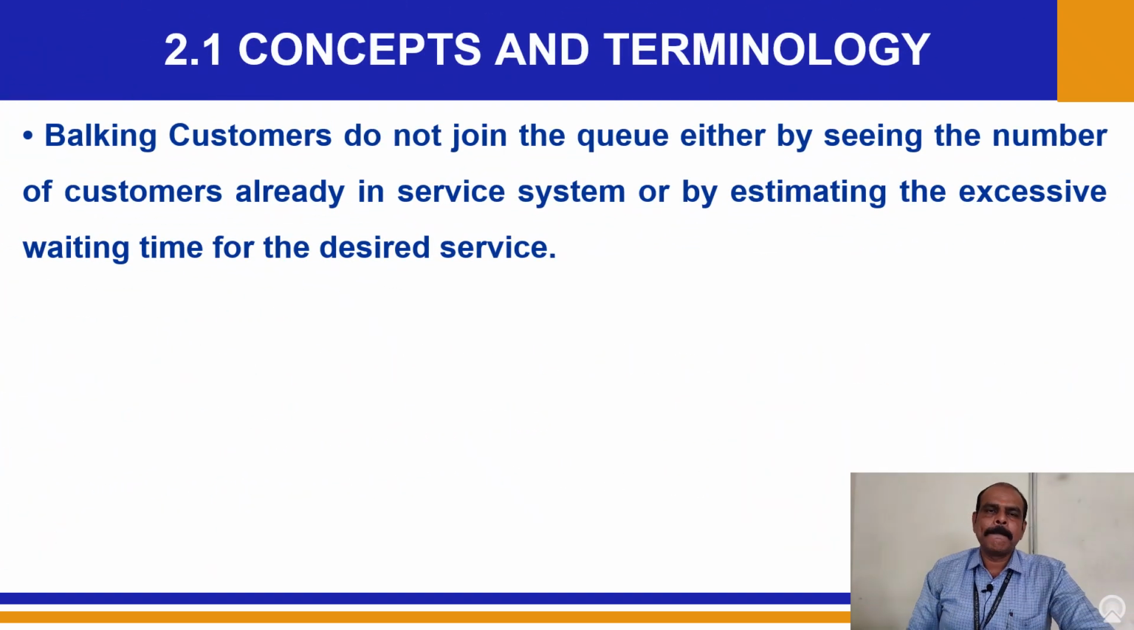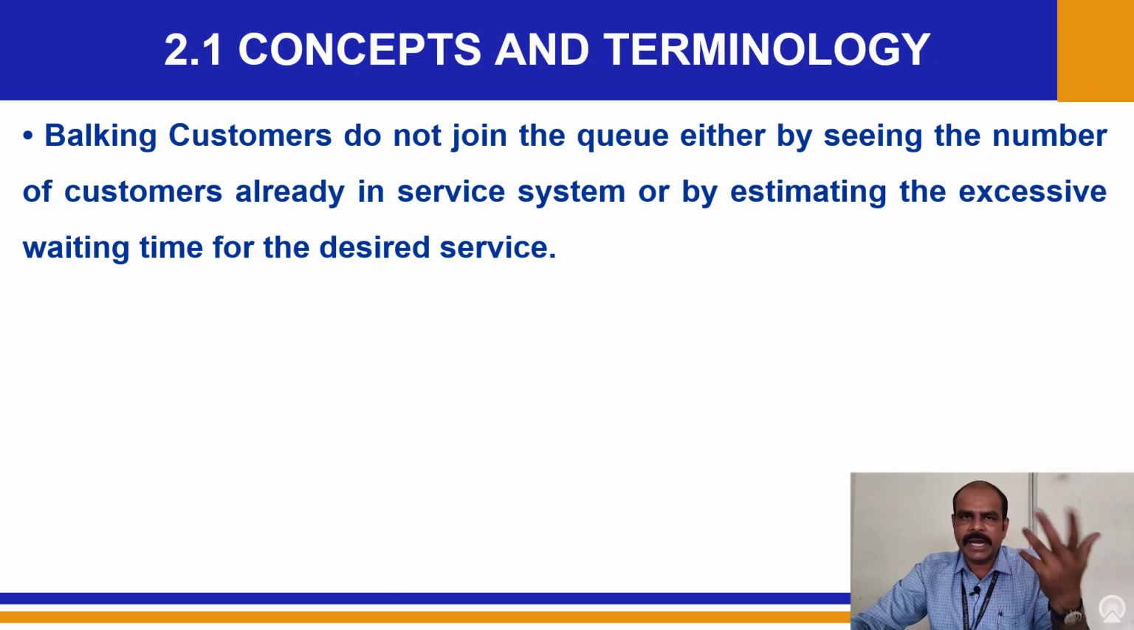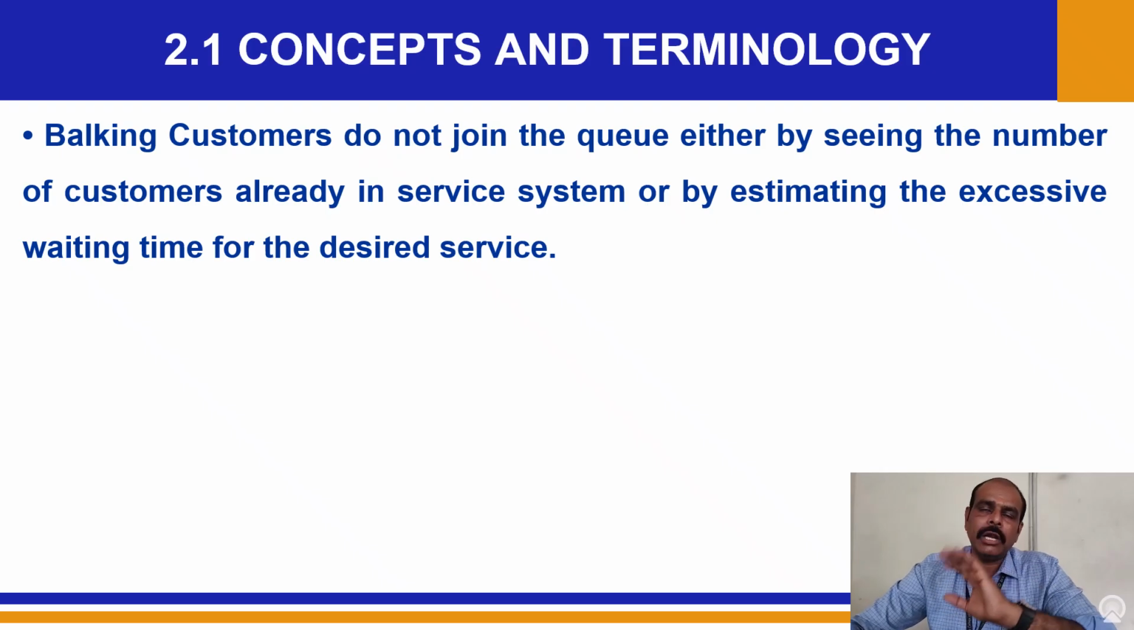First thing, balking. Balking customers do not join the queue, either by seeing the number of customers already in the service system or by estimating the excessive waiting time for the desired service. They come and look, they observe the queue length, they don't know the actual thing, but just by seeing visually they draw inferences, and they don't join the queue at all. They are not at all interested in the service. Such customers are called balking customers.